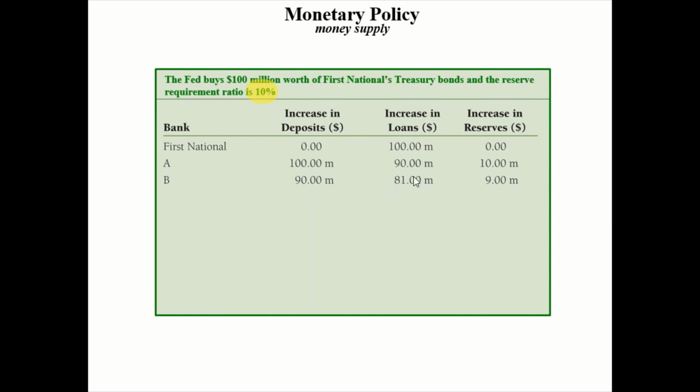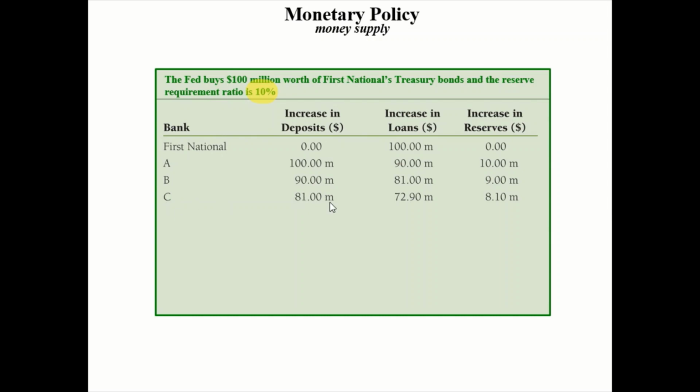So the difference between 90 and 9 million is 81 million. So Bank B can make a loan of 81 million, right? Because it has to hold 9 of the 90 million on reserve, right? Now, when Bank B makes this loan of $81 million, when that loan is funded, that money is put into that person's bank account, and maybe that bank is Bank C, right? So it gets deposited electronically, perhaps, into some business's checking account at Bank C.